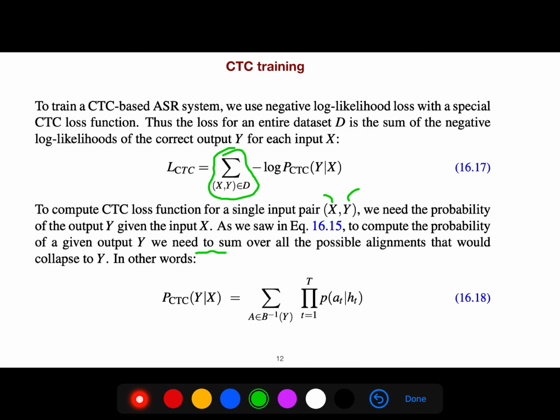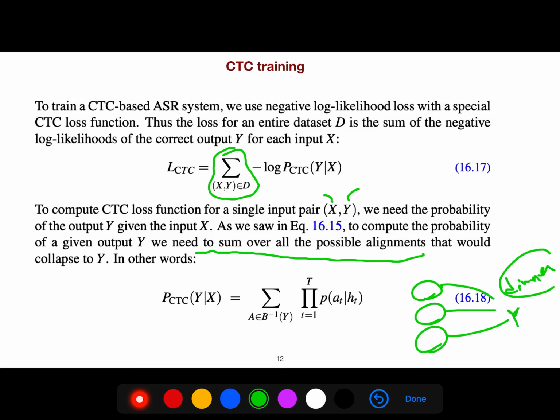So we need to sum over all possible alignments that would collapse to Y. For example, Y could be dinner, and there are many alignments that result in the word dinner. So we sum over all of these to cover this issue.